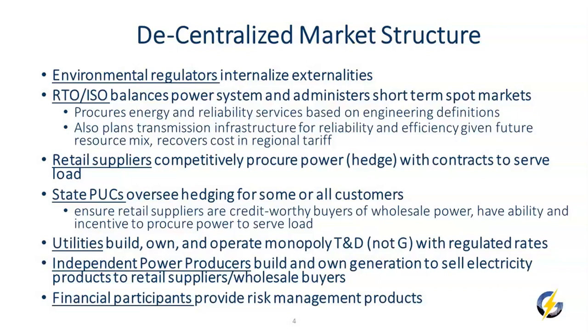It's a decentralized market structure like they have in Texas, where in the middle of the slide here is the retail suppliers. And they are the entities that are responsible in this model for procuring power on a long-term basis. You can see the RTO role above that is really more the air traffic controller. They're not doing long-term resource adequacy.